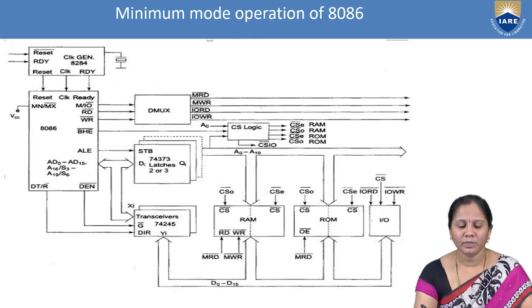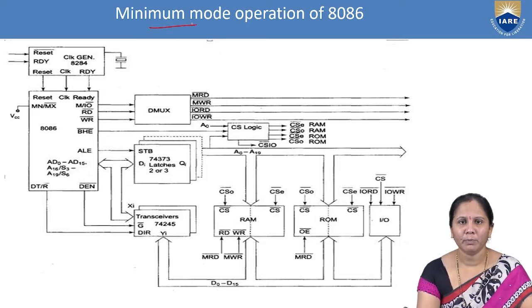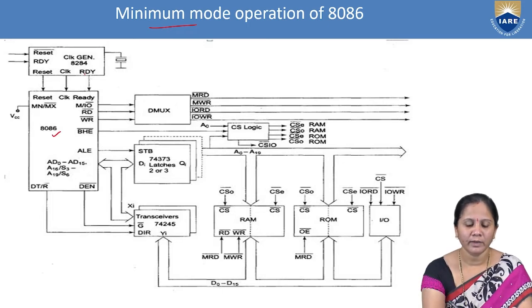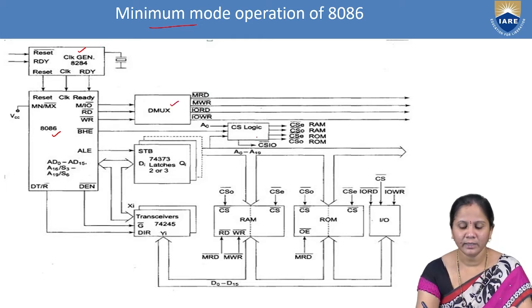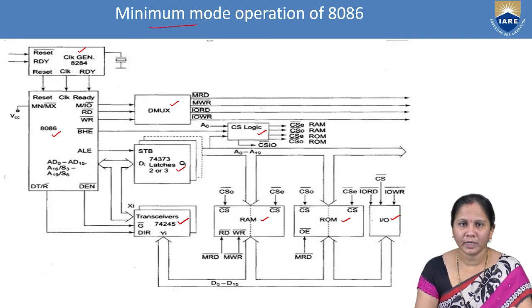Now, this is the architecture of the 8086 microprocessor when it is operating in the minimum mode. Here we have different components like the 8086 microprocessor, the clock generator, the demultiplexer, the CS logic, which is nothing but chip selection logic, the latches, and the transceivers. The next components are memories and IO devices. All these are different components that are available in the architecture of the 8086 microprocessor when it is operating in the minimum mode.